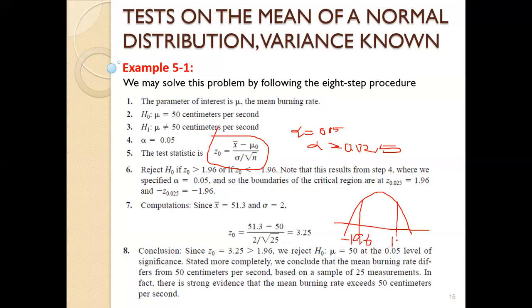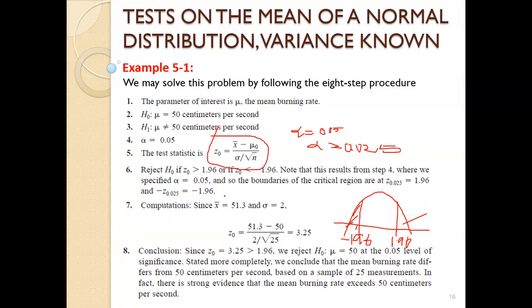And this is 1.96, right? If you calculate C0 less than minus 1.96, you reject. If C0 is greater than 1.96, you reject. If C0 is between minus 1.96 and 1.96, you accept H0. That's the technique. This is how we consider accept and reject.